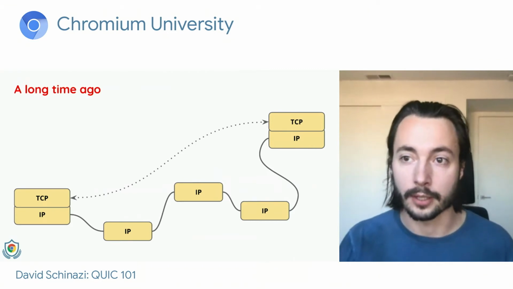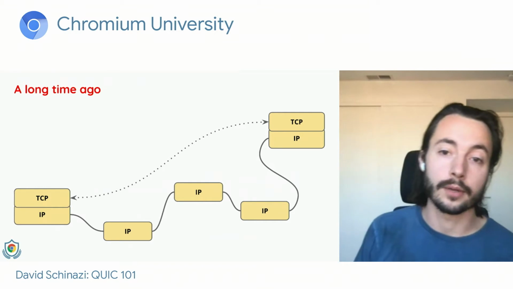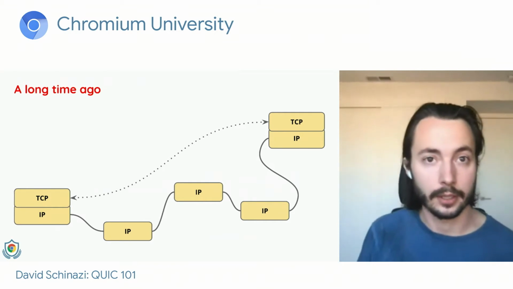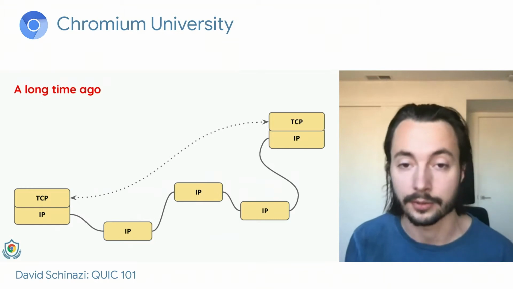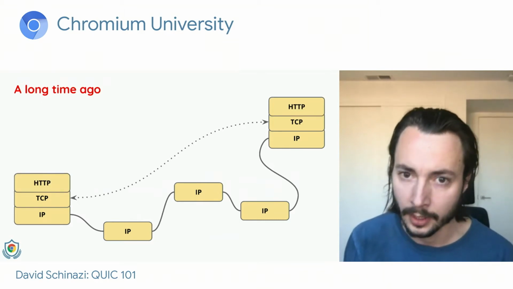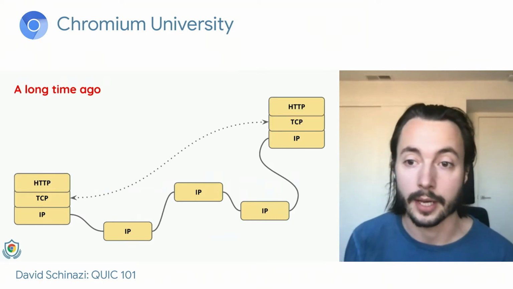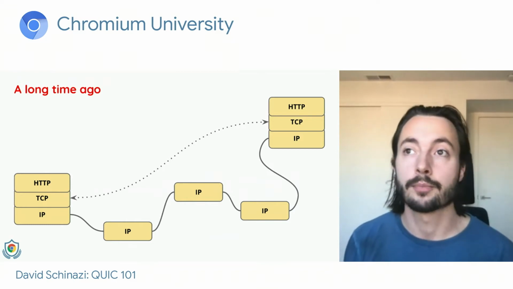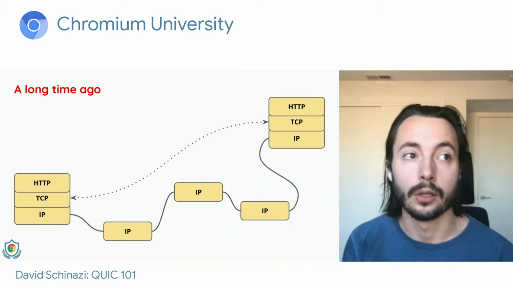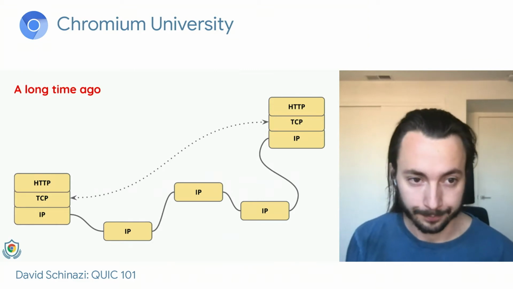You end up creating a layer of abstraction where it feels like TCP gives you a connected byte stream between both endpoints, and you forget about all these IP nodes in the middle. And then on top of TCP, you can add HTTP. That's our application layer protocol and pretty much the underpinning for all web traffic.